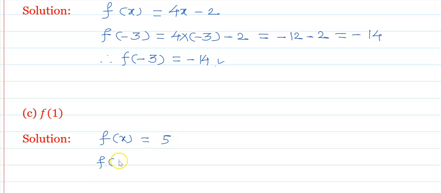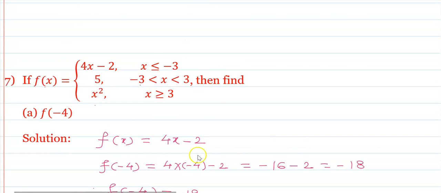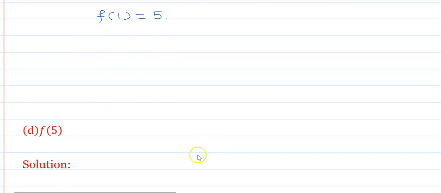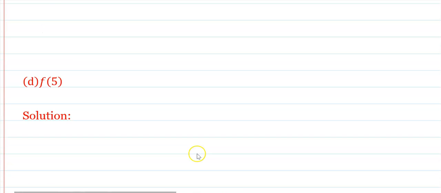But what is the value of f of 1 then? f of 1 is equal to 5. It's a constant function. तिथे व्हेरिएबल नाहीये. त्याची व्हॅल्यू डायरेक्ट किती येणार तर ते 5. ओके. नाउ दी f of 5.